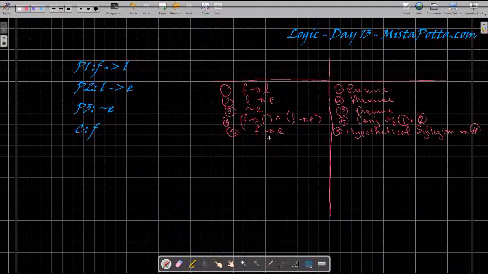Of course, this is not my conclusion, but I've used up statements 1, 2, and 4 to reach this point. So I still have to put 2 statements together. So I'm going to put statements 5 and 3 together. 5 comes first because it's the conditional. So this is the conjunction of 5 and 3. And this is a modus tollens situation because this is the negation of my conclusion. And so I reach the negation of my antecedent. So I reach negation F by modus tollens.